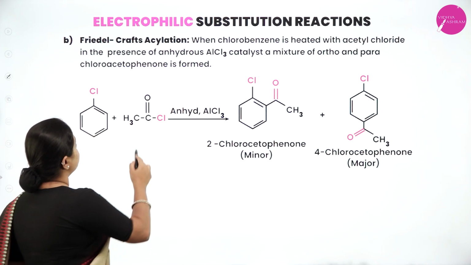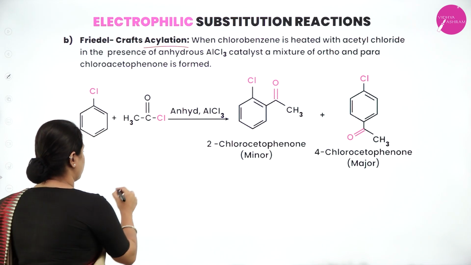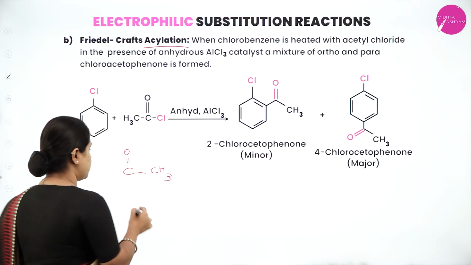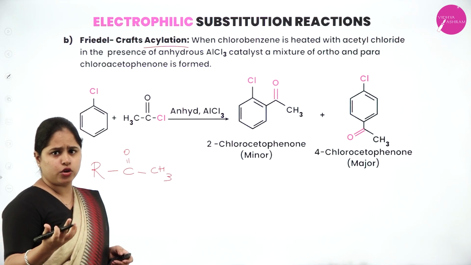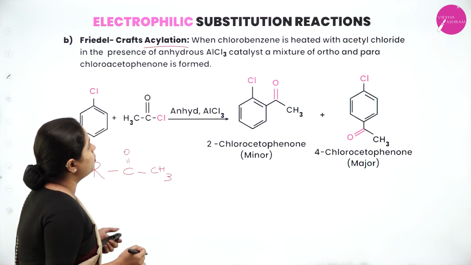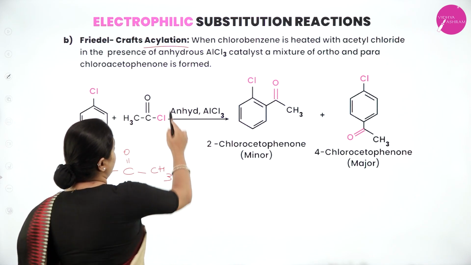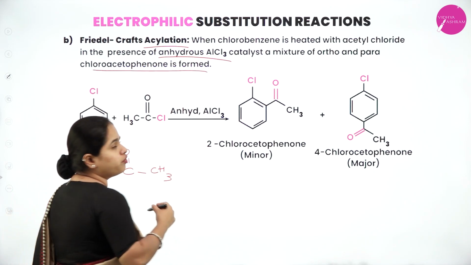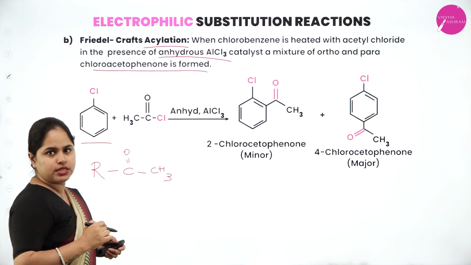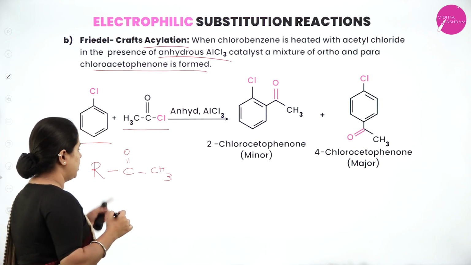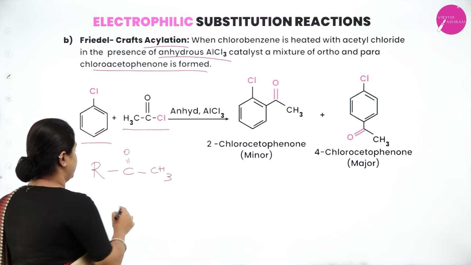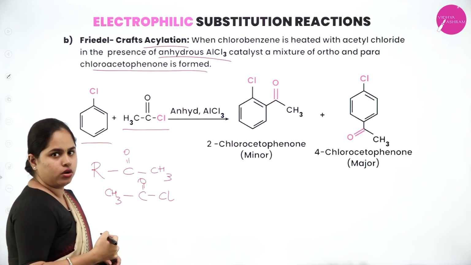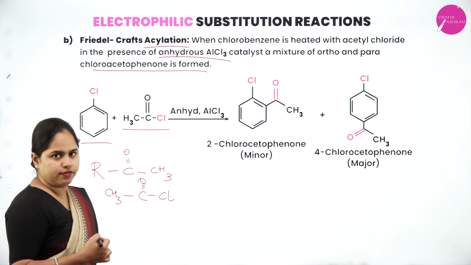Now the next one is Friedel-Crafts acylation, for which you need an acyl group. Now what is an acyl group? COCH3. This is what we are going to substitute. So if this is what you are going to substitute, of course some RCOCl we have to use, right? So when chlorobenzene is heated with acetyl chloride in the presence of anhydrous aluminum chloride catalyst, a mixture of ortho and para chloroacetophenone is formed. So as you can see here, chlorobenzene we have taken. This is CH3COCl, so this R which I have mentioned here is CH3. So this CH3COCl we have taken here.